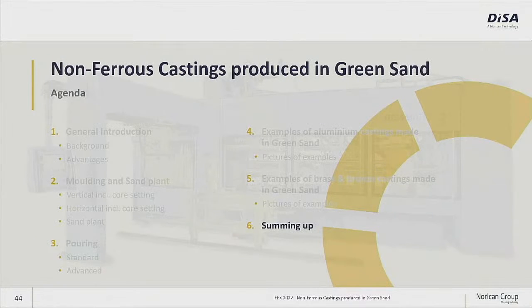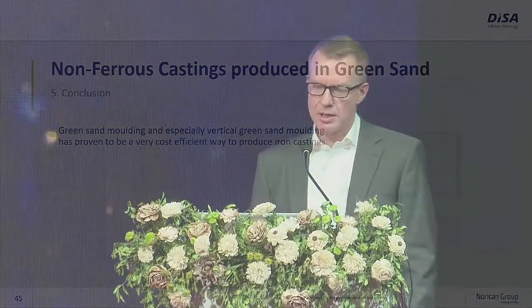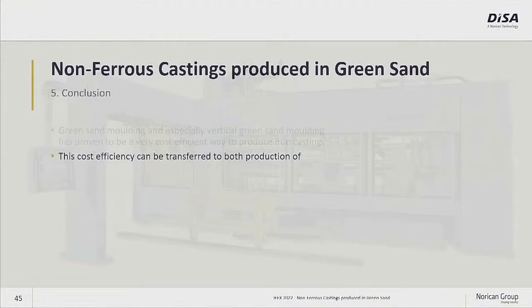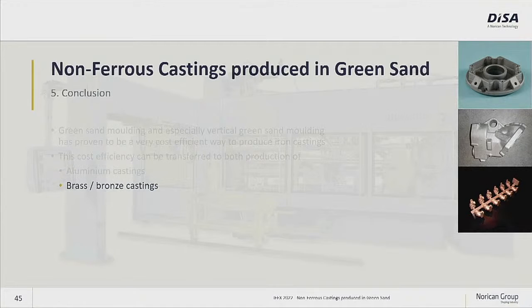So let's try to move to the conclusion. What we know is that green sand molding, and especially vertical green sand molding, has proven to be a very cost-efficient way to produce iron castings. I think nobody will argue that. But we can also see that this cost efficiency can be transferred to both production of aluminum castings and brass and bronze castings.